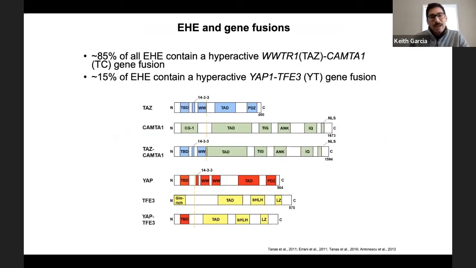So in addition to EHE, our lab studies the Hippo tumor suppressor pathway, in which the end effectors are the transcriptional coactivators, TAZ and YAP. Interestingly enough, in about 85% of EHE cases, they contain this TAZ-CAMTA1 gene fusion, whereas the remaining 15% or so cases contain this YAP-TFE3 gene fusion. And so structurally, when you look at the domain architecture below here, at the N terminus, TAZ-CAMTA1 and YAP-TFE3 retain their TEAD binding domain, which is fusion framed to the transcription factors CAMTA1 and TFE3 respectively, which provide additional interacting domains.